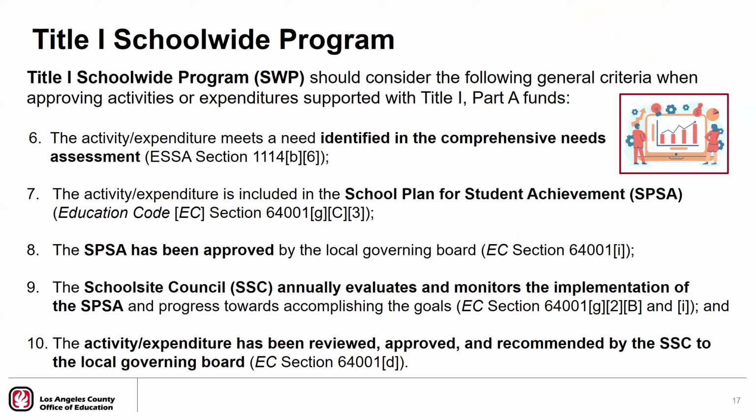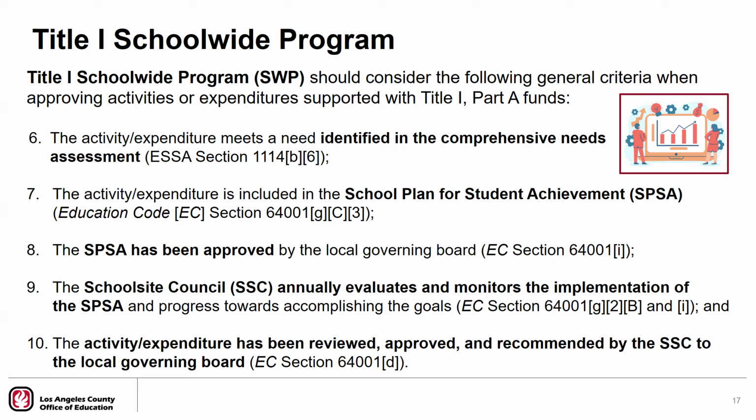In addition to those first 5 items on the previous slide, this slide applies to schools that have a school-wide program. So items 6 through 10 state how the activities or expenditures must meet an identified need from your comprehensive needs assessment, is included in your school plan.